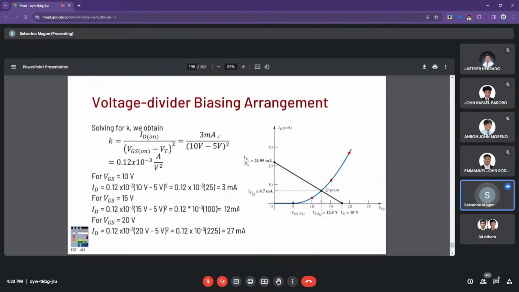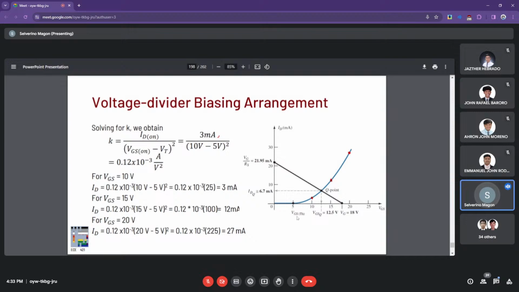Right, so to plot for the exponential curve, then we can assume different values of ID, no? But as long as you go beyond the threshold voltage, so you have the threshold at 5 volts. Right, so for the 5 volts, you're gonna have to subtract the threshold voltage, no? So you can come up with the drain current measurements.